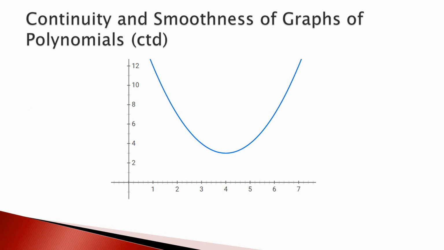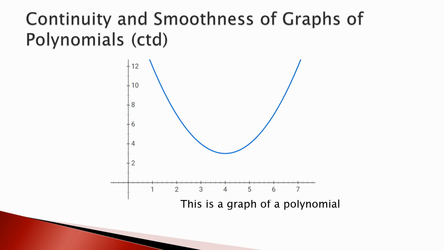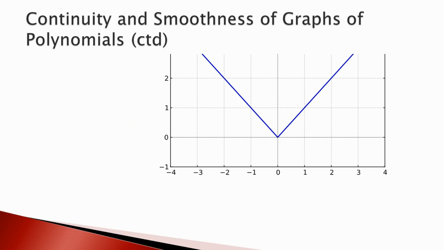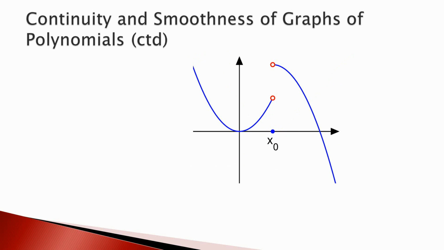So this is a continuous, smooth graph. This is actually a graph of a polynomial. This is not a graph of a polynomial because even though it is continuous, it has this edge which is pointed. This edge is not smooth. Okay, so this is not a polynomial. Again, this one is also not a graph of a polynomial because this graph is discontinuous.